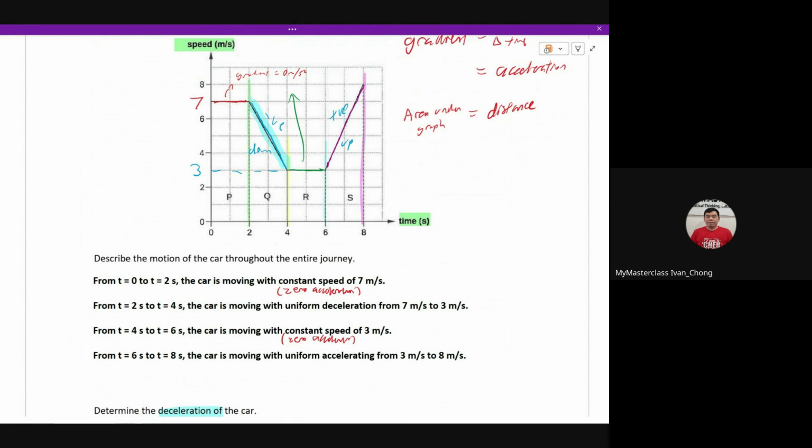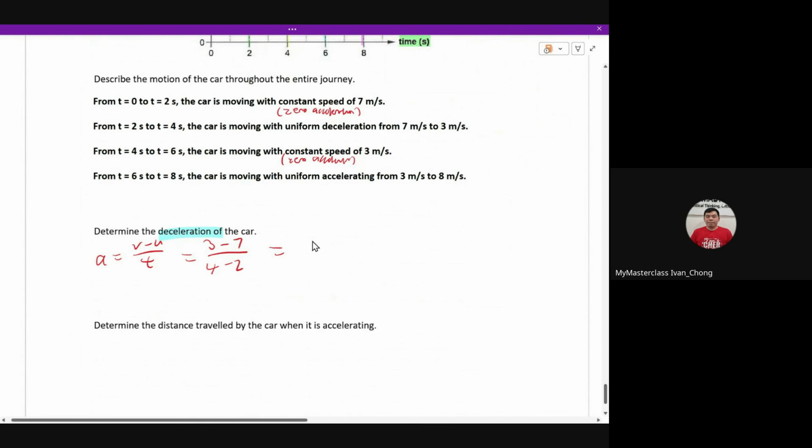Because we are just going to use this part of the graph. So you just need to ask yourself at this point and at this point, what happened over here? So what you should end up with is negative 2.0 meters per second squared. Don't forget, this is not your answer. You need to explain. Deceleration is negative 2.0. Therefore, I have a positive 2.0 meters per second square deceleration.